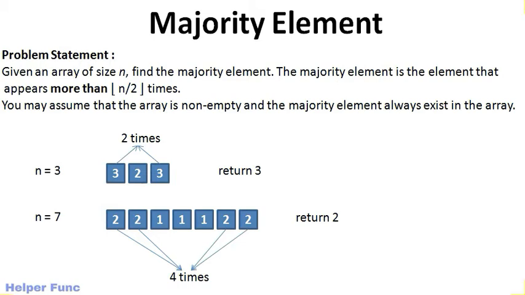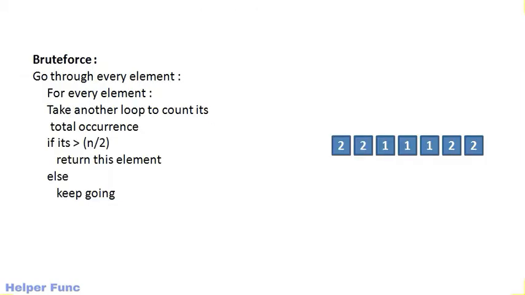So let's see how to solve this. Now the brute force approach to solve this problem would be to go through every element, and now for every element take another loop to count its total occurrence. Now if this count is greater than n by 2, then we will return this element, otherwise we will keep checking. Now because the answer always exists, we will definitely get an element whose occurrence is more than n by 2. But this approach requires two for loops, one for going through every element and another for calculating its total occurrence, thus making its time complexity order of n square.